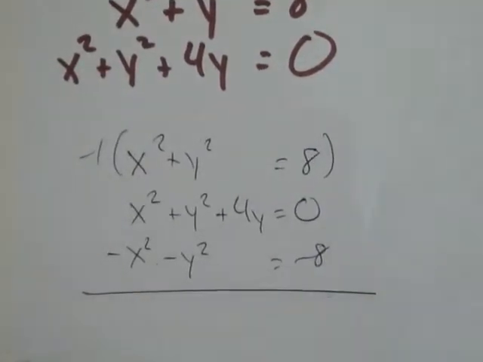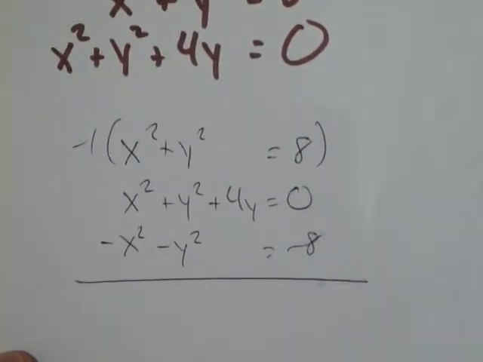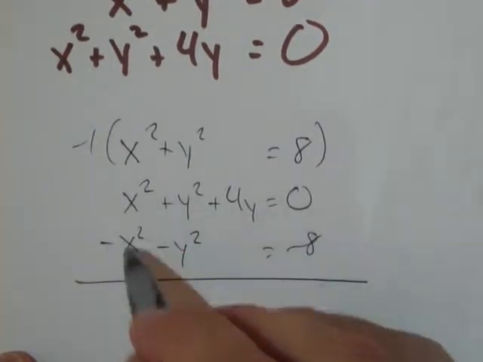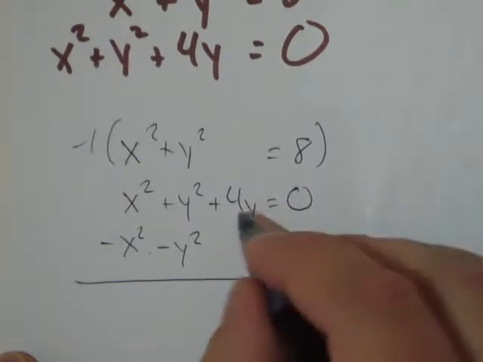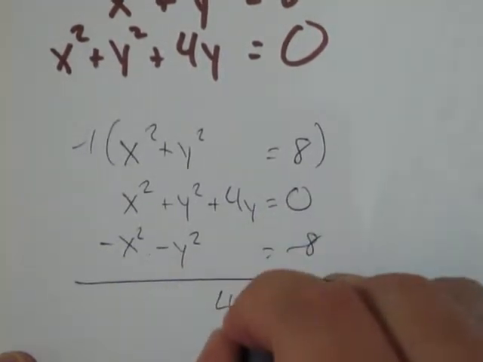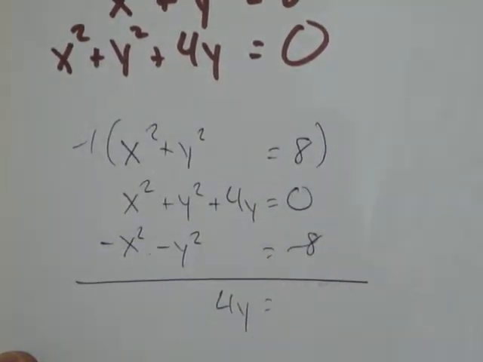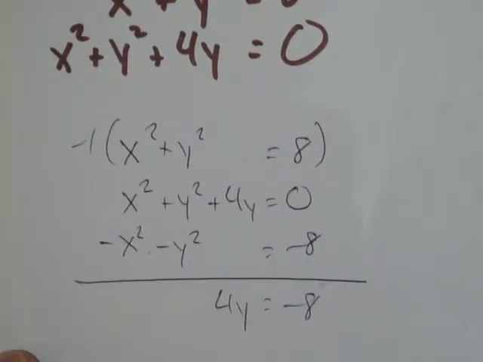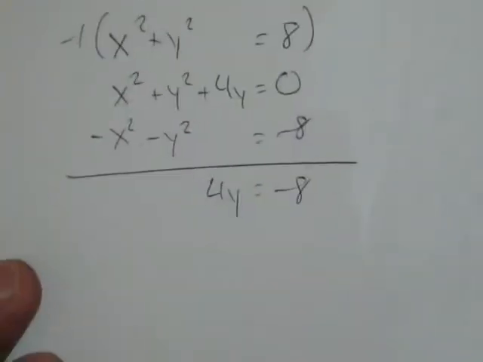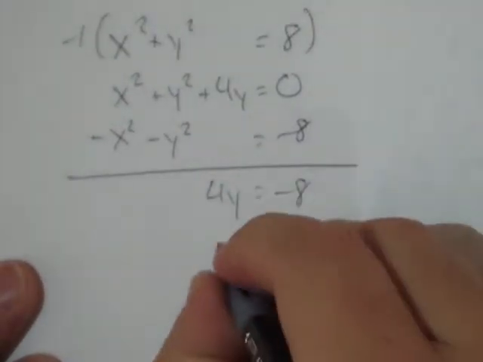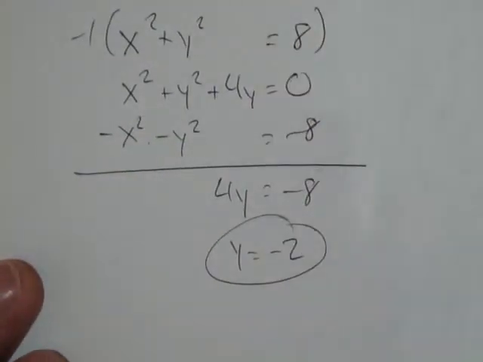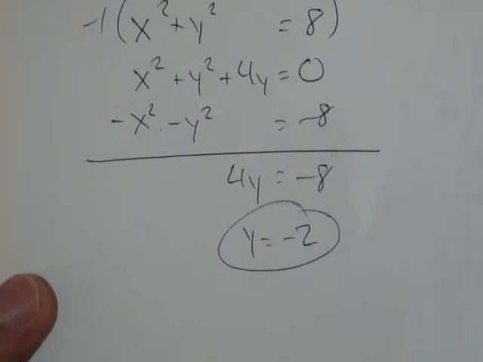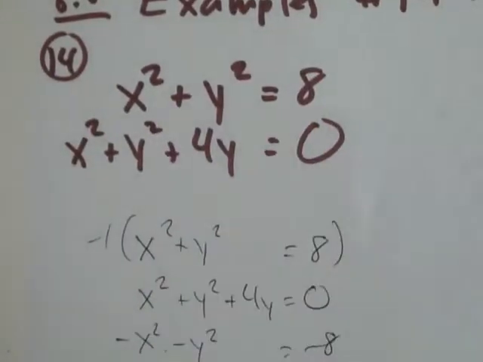Now when I add these up, I'm adding up these two right here. These are going to eliminate. X squared minus x squared, gone. Y squared minus y squared, gone. 4y plus 0 is 4y. 0 plus a -8 is -8. And now I'm down to here. Now I can solve for y. Divide by 4, y equals -2. So that's my y value. Now I got to take this y value and plug it in up here and get my solutions.